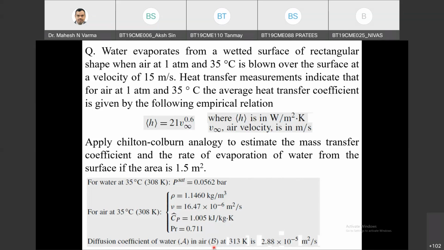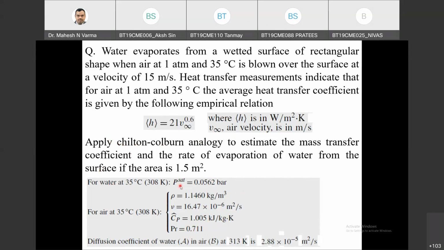Heat transfer measurement indicates, at this given temperature, the average heat transfer coefficient is given as h = 21 V infinity raised to 0.6. Then it is given to use the Chilton-Colburn analogy. Even if it is not given here, apply the Chilton-Colburn analogy. This hint is given: Prandtl number is 0.7. You could apply the Reynolds analogy also, but here it is given to use the Chilton-Colburn analogy, so we use it.